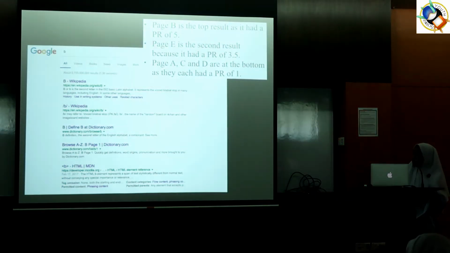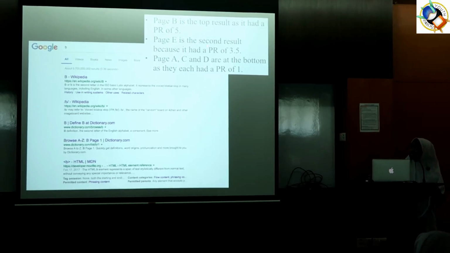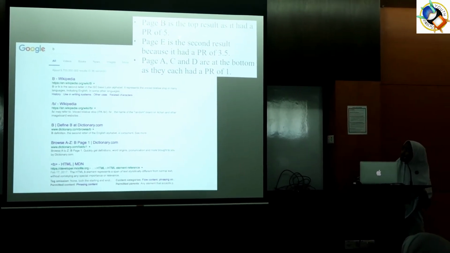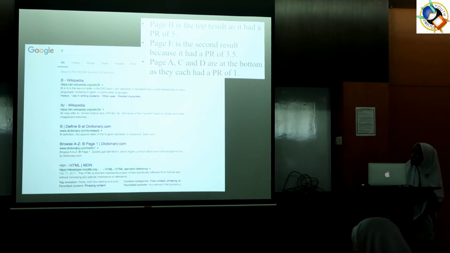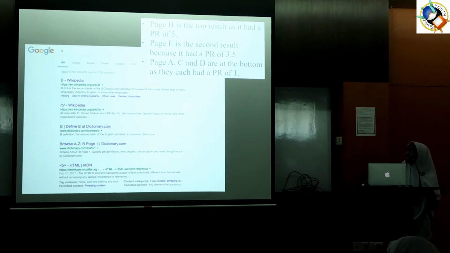So how it works is that, for example, page B, as I said before, has the highest PageRank of 5. So it will come out as the top result. For example, this will be page B. And then page E is the second result because it has a PageRank of 3.5. So this will be page E. And then pages A, C, and D are at the bottom as they each have a PR of 1. So any of these three could be A, C, or D.